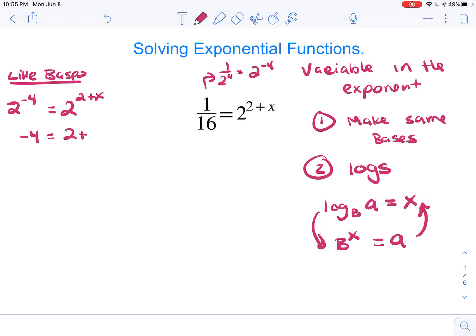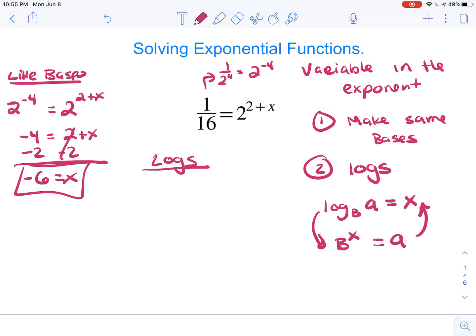Anytime we have the same bases, we can essentially drop them because these two exponents have to be equivalent in order to make that same base equivalent. Okay, so I'll subtract 2 from both sides, and I get negative 6 is equal to x. Now, the benefit of having like bases is that it stops us from having to memorize the log equation, but again, not everything can be solved this way.